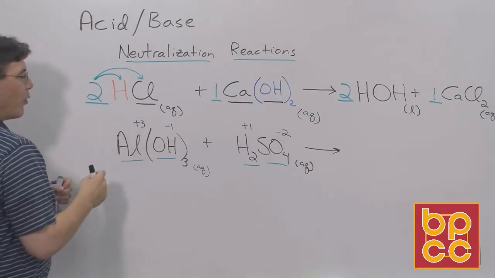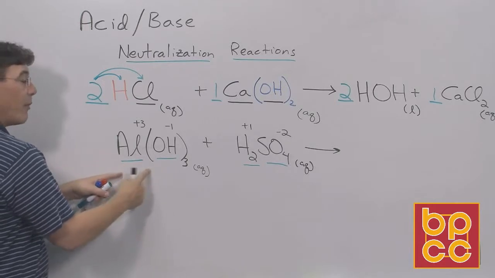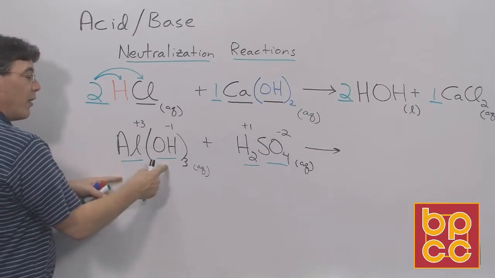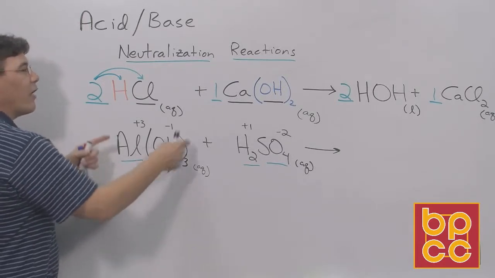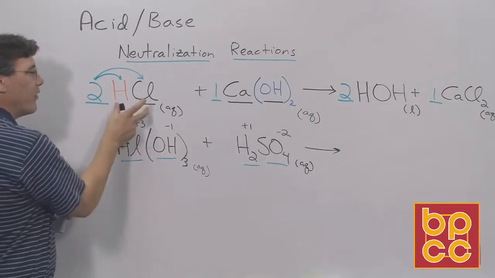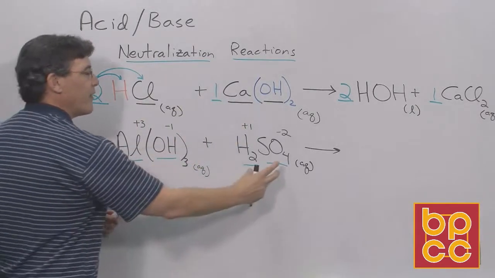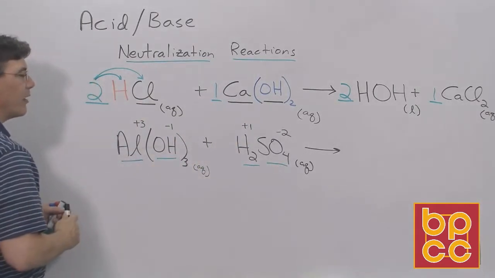So let's do it in a different order this time. Let's take the aluminum, the first element here. Now again, remember what this is. This substance, aluminum hydroxide, is going to be the base. All I've done is switch the order up. It doesn't matter what order we go in. Okay, so in the first example, I had acid, then base. Here I'm showing you base first, then acid. Okay, but it doesn't make any difference.